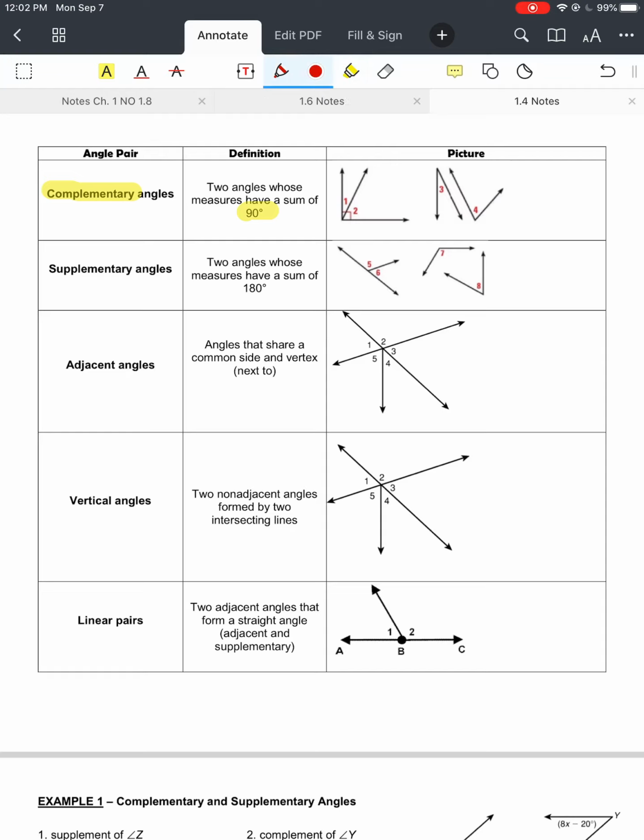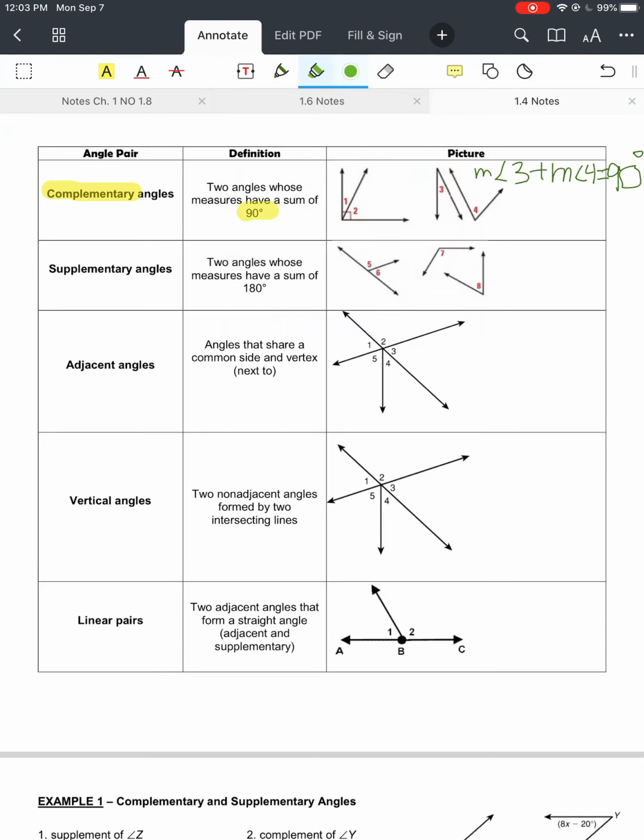Looking at my pictures on the right, there are two different ways it could be set up. The angles could be right next to each other, like in this example. Angle 1 and angle 2 form a right angle. Remember, that's what that little square in the corner means. But they don't need to be next to each other. They could be any two numbers that add to 90. So in this picture, the measure of angle 3 plus the measure of angle 4 equals 90 degrees. Again, complementary means two angles that add to 90.